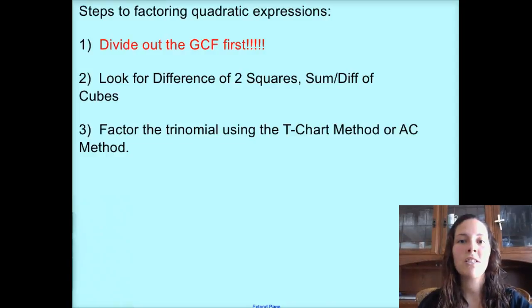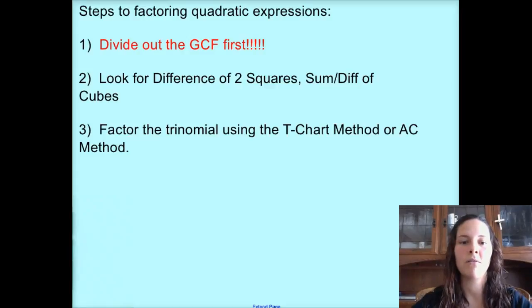This next page just gives you some steps to follow as you're factoring. The first thing that you always want to look for is a greatest common factor. Pull that out first. It'll make what's left easier to factor. And then look for those patterns. Look for difference of squares. Look for sum or difference of cubes. And finally, if you have a trinomial, you'll factor using the T-chart method or the AC method, which we're going to get into tomorrow.